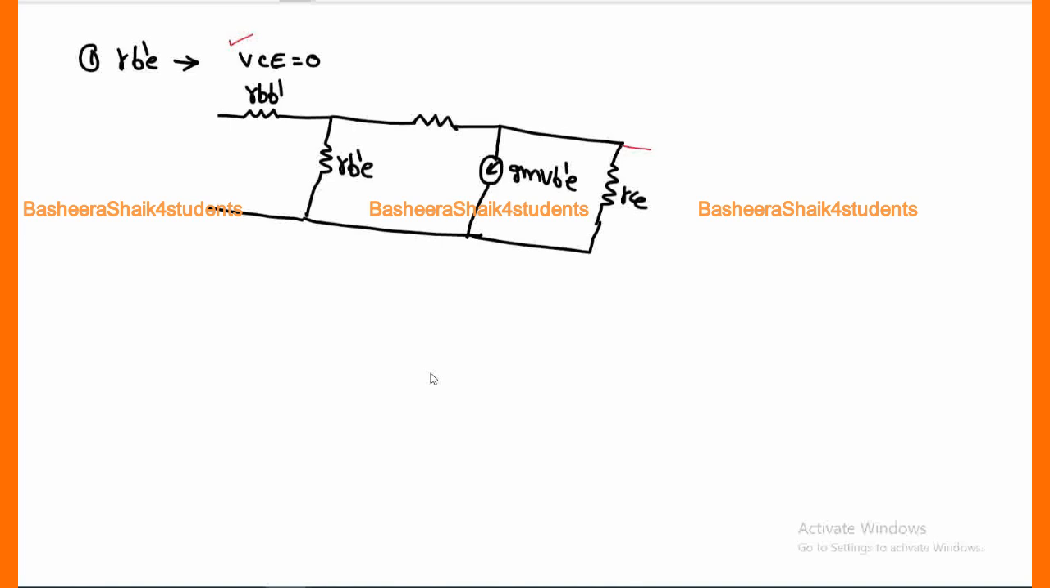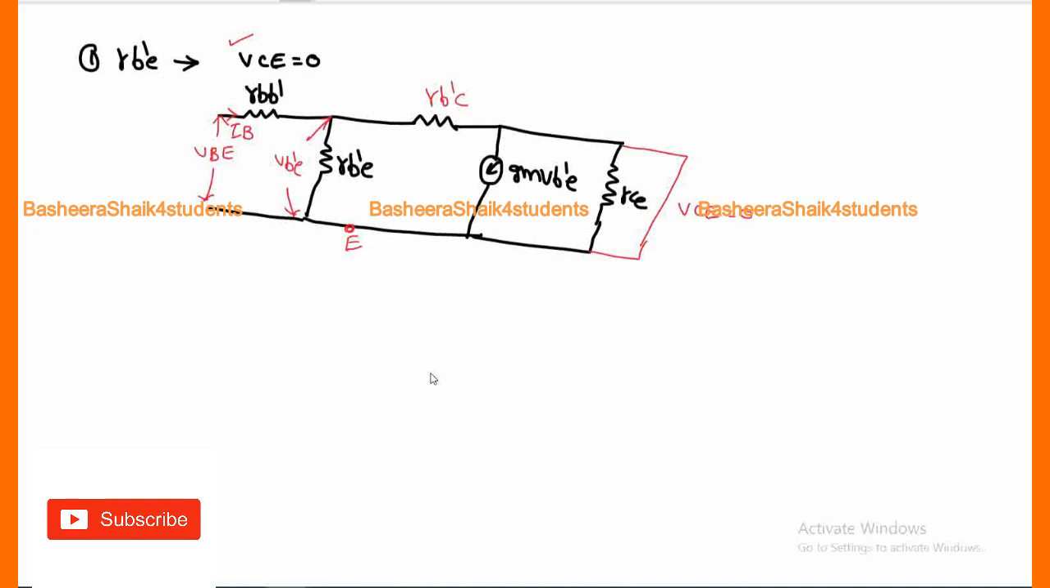But as per our representation, we consider VCE equal to 0. It means we are making the output short circuited over here. This is the rb'c. The current flowing here is IB. The voltage across this particular point is VBE and the voltage across the internal base terminal and emitter is Vb'e.